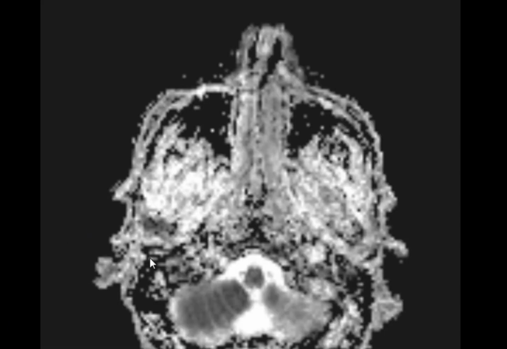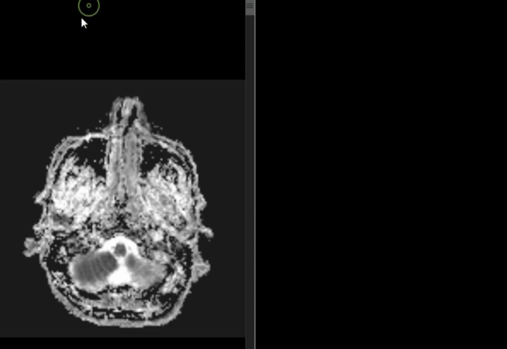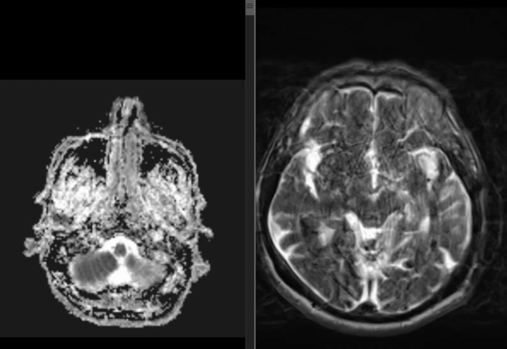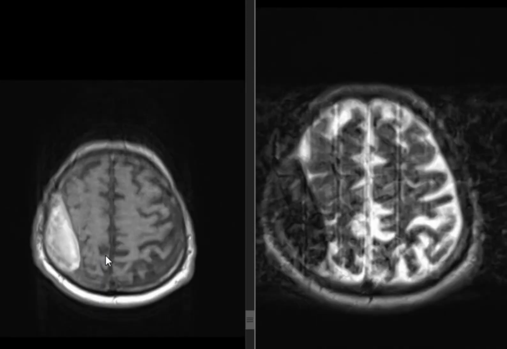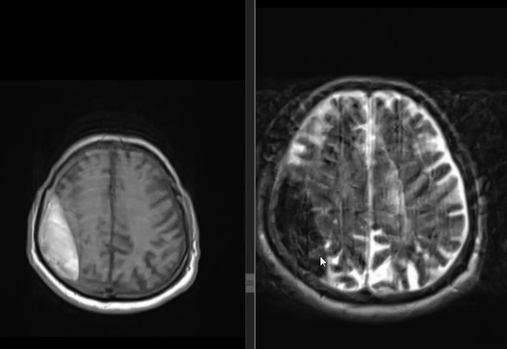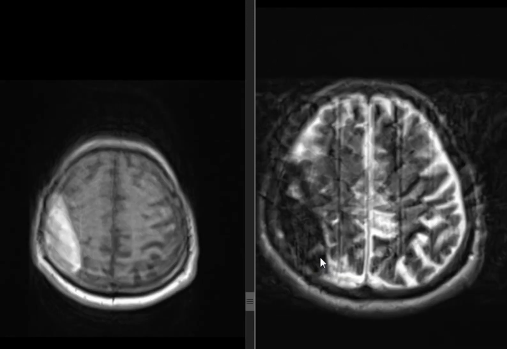In order to determine the age, we will divide the screen into two. We will put T2 here, and T1 here, and we'll try to see the signal on T1 and T2. What's the signal on T1? Hyper, it's bright. What about T2? It's low. So what's the age?